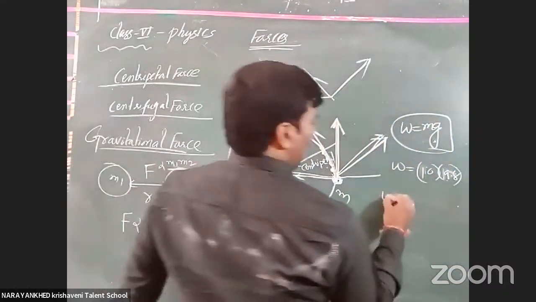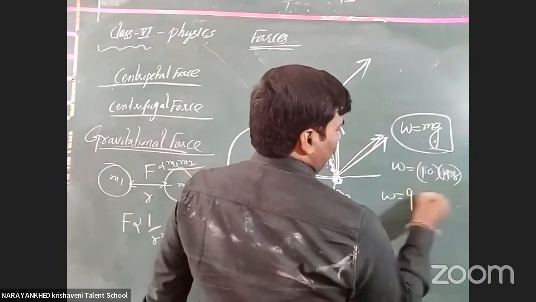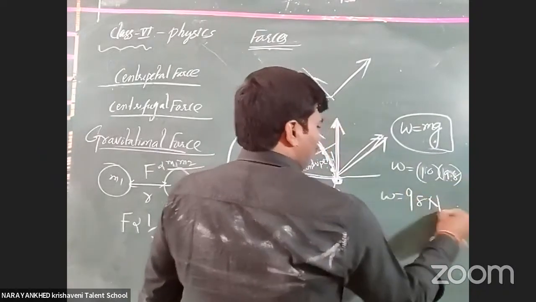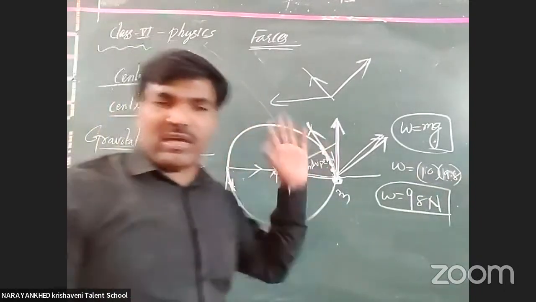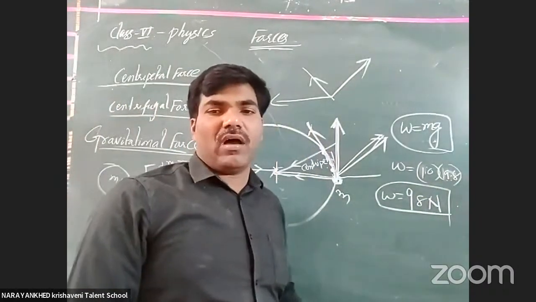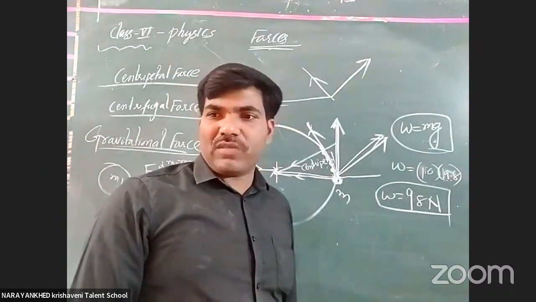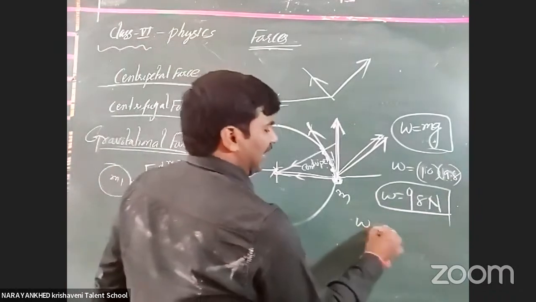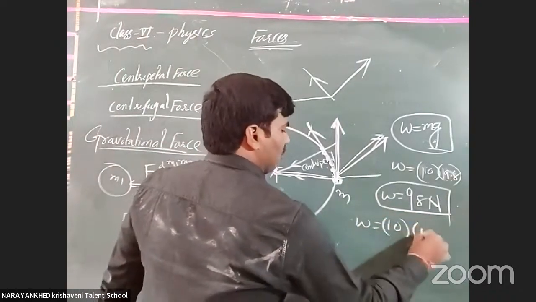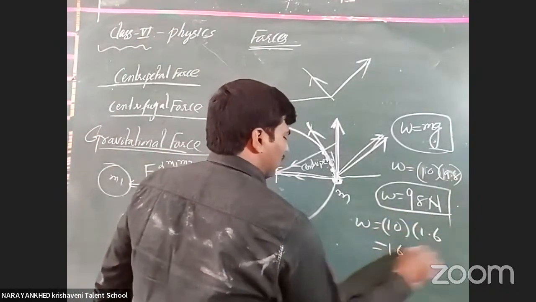So what does it become? 9.8 times mass gives 98 newtons. What is the weight of that body? 98 newtons. Suppose you take the same body to the moon. Now, what is its weight? The weight of this body is equal to just 16 newtons only.